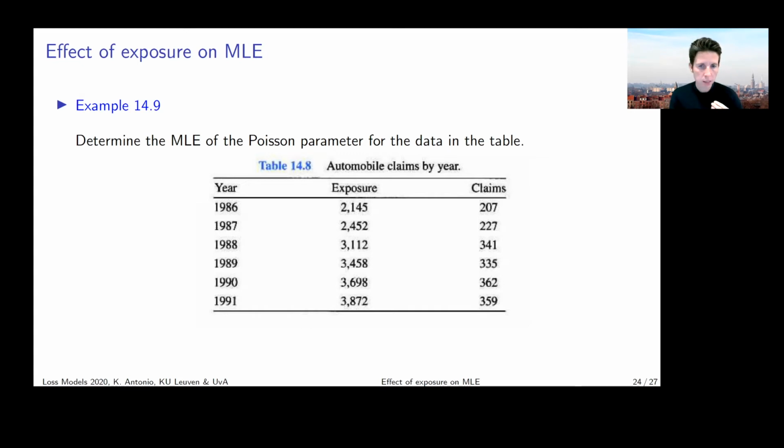So what we see here is the following table, which lists per year how many claims we observed on a series of contracts, a group of contracts. And we also see what was the exposure to risk during this particular year. And you see these exposures changing over time.